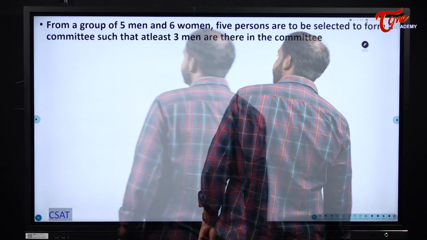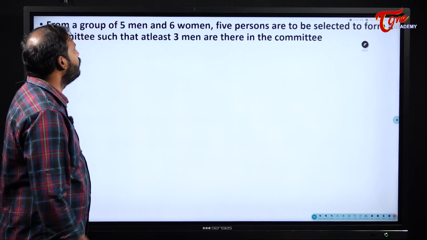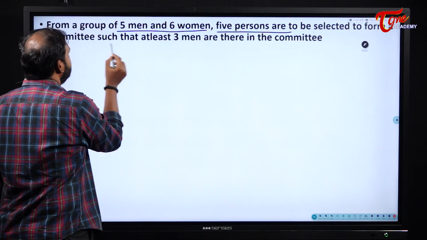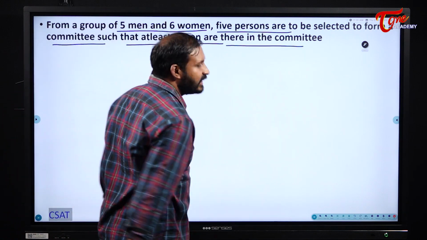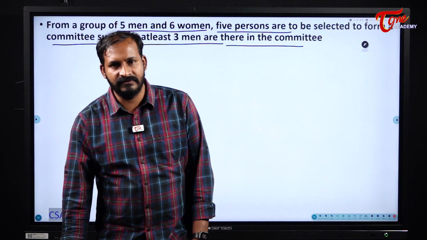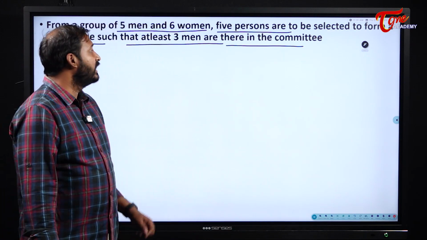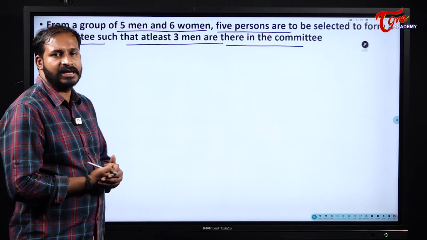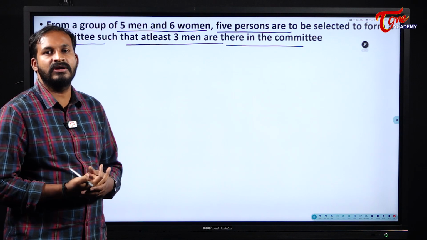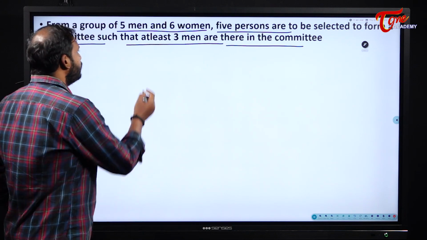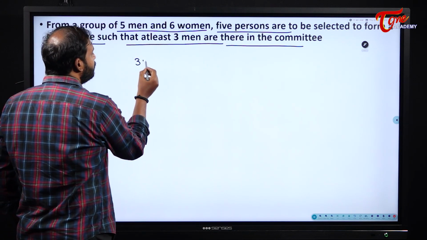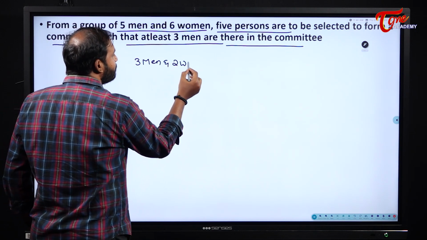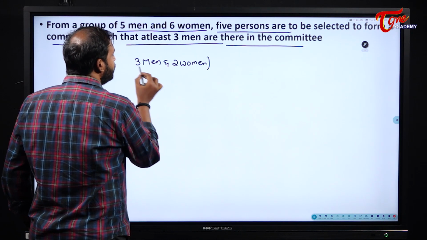Next one. Now see here, from a group of 5 men and 6 women, 5 persons are to be selected to form a committee such that at least 3 men are there in the committee. Now I need to select 5 persons, and definitely 3 should be men. So what are the possibilities for making a committee? First of all, we should write the possibilities. At least 3 men, right? So minimum 3 men I should take: 3 men and 2 women. This is one way of forming the committee.